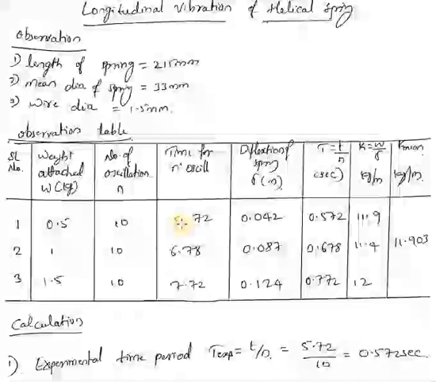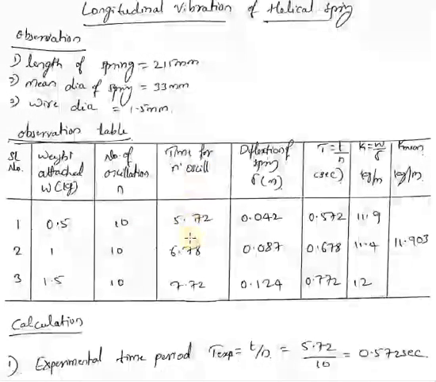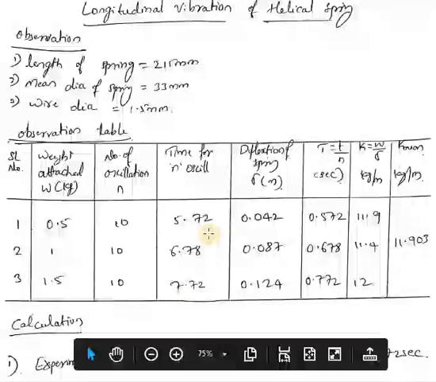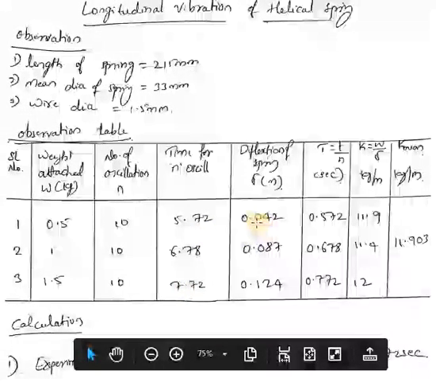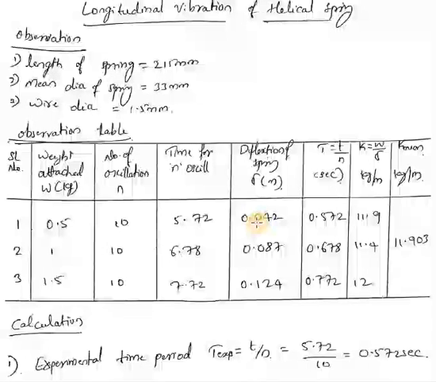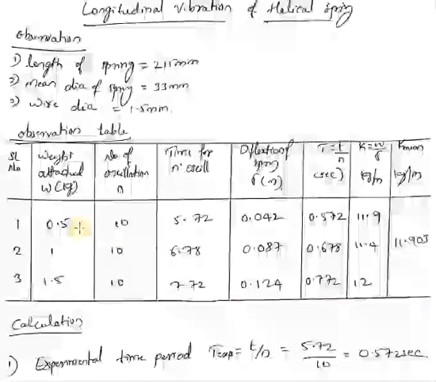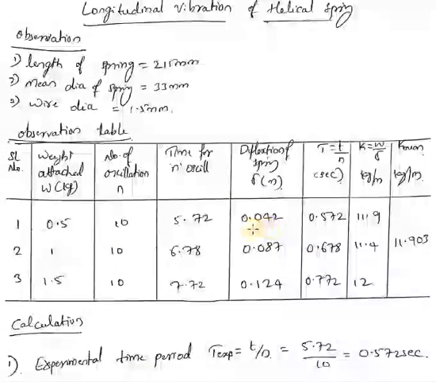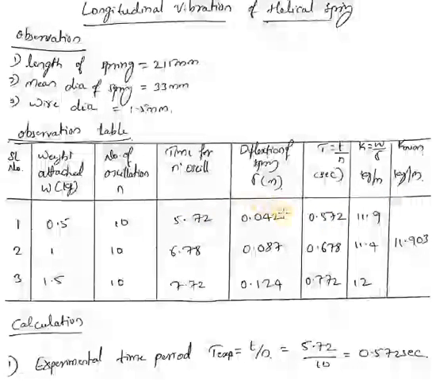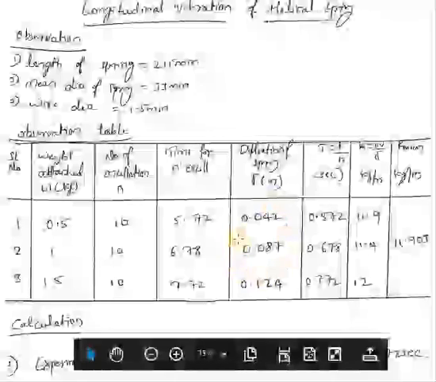Then we have noted down the time for 10 oscillations for different weights. After that, we also measured the deflection. The initial length of the spring was 215 mm. After attaching the mass of 0.5 kg, we measure the new length, then take the difference to get the deflection value. After that, this P you need to calculate using P by N, and K is W by delta, and K mean you have to calculate. These values you need to note down from the conduction of the experiment.